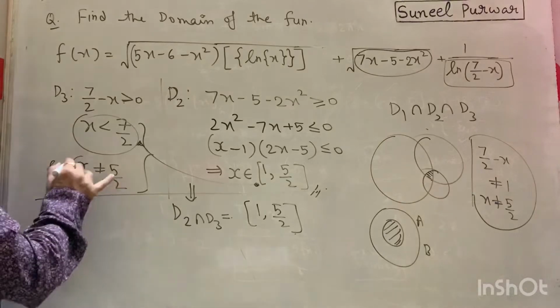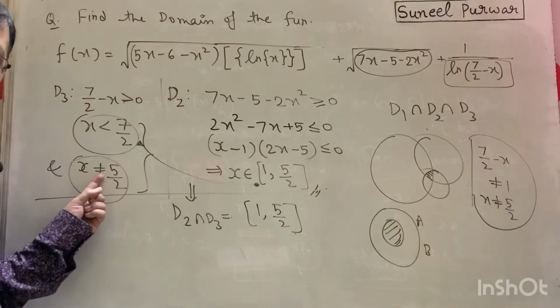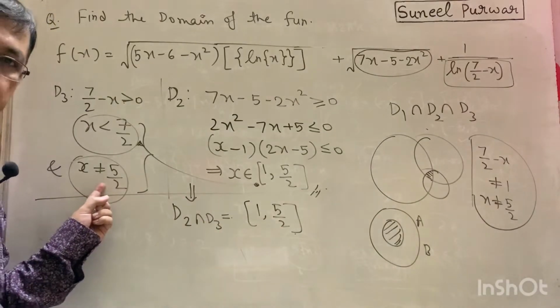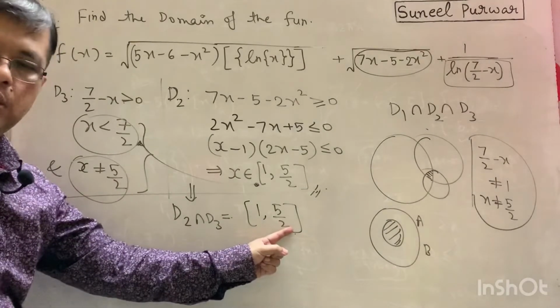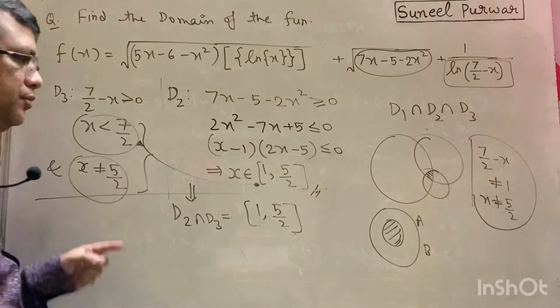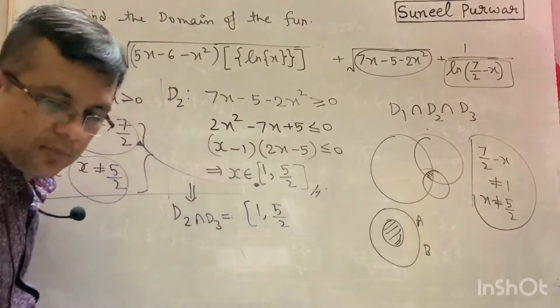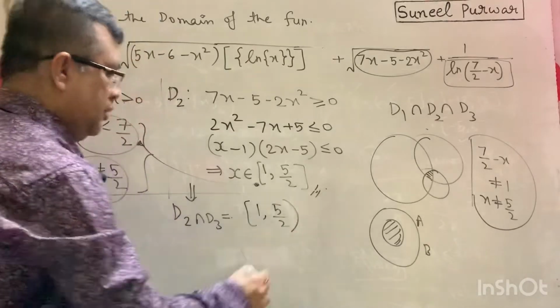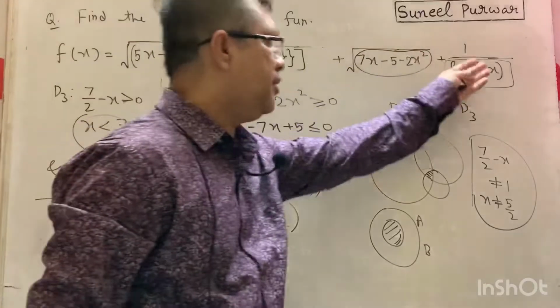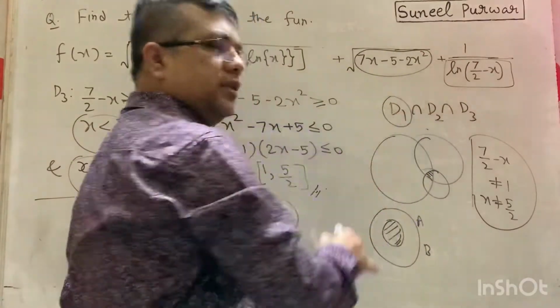But this condition is also there: x is not equal to 5 by 2. So this closed interval at 5 by 2, we can't take x equal to 5 by 2. That's the meaning. So the closed interval will become open because we don't have to take 5 by 2. But wait, this is not the final domain. This is just the intersection of D2 and D3, and we have to involve D1 as well.